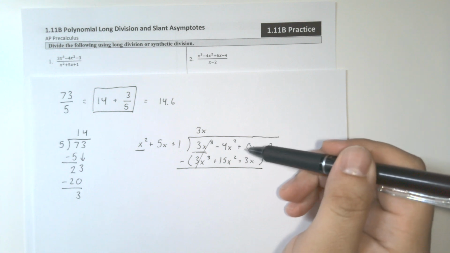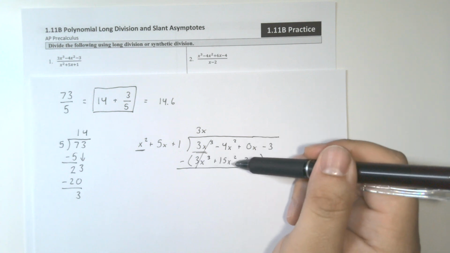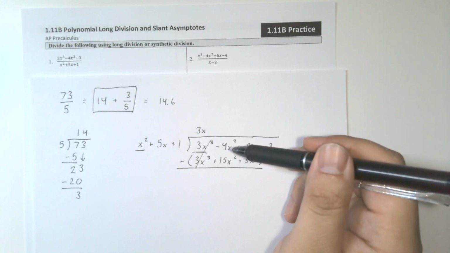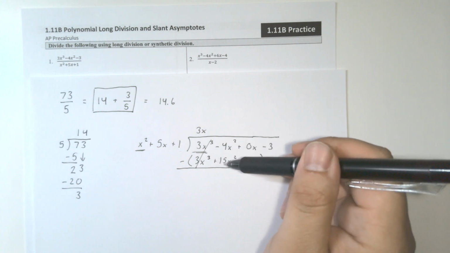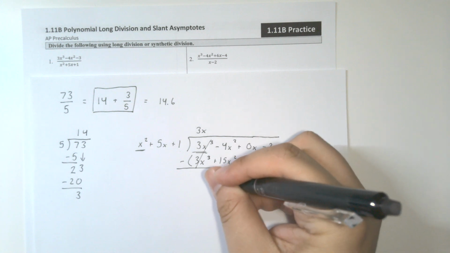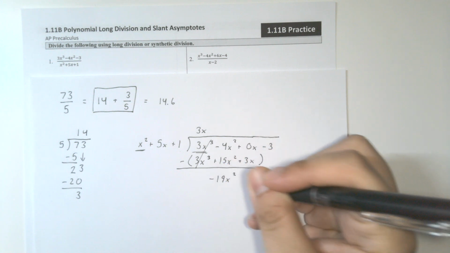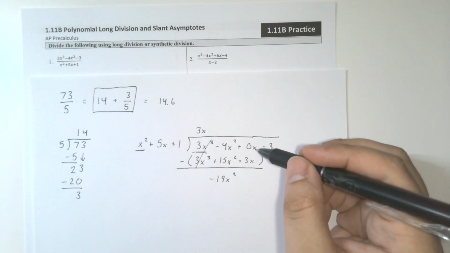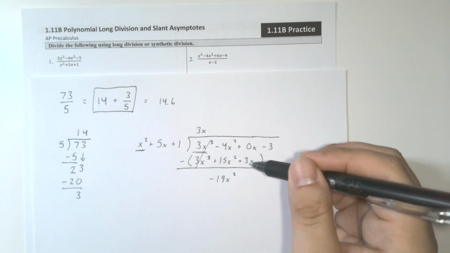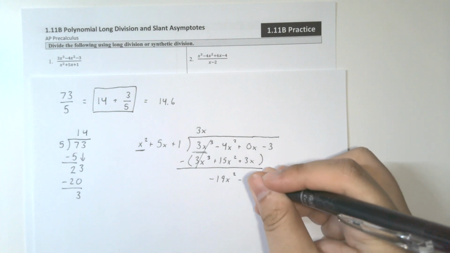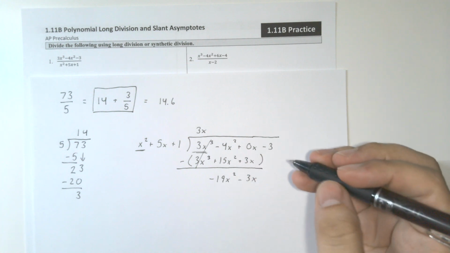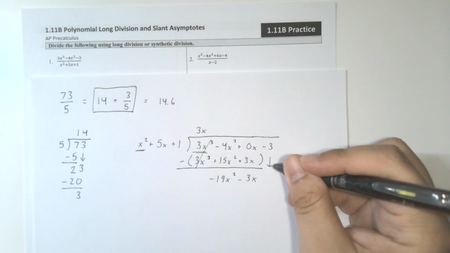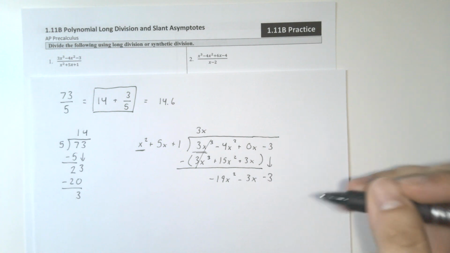So then we have negative 4x squared minus 15x squared. So really this is negative 4 minus 15. So we get minus 19x squared. Then we have 0x minus 3x. So this comes out to minus 3x. And then we can bring down this minus 3.